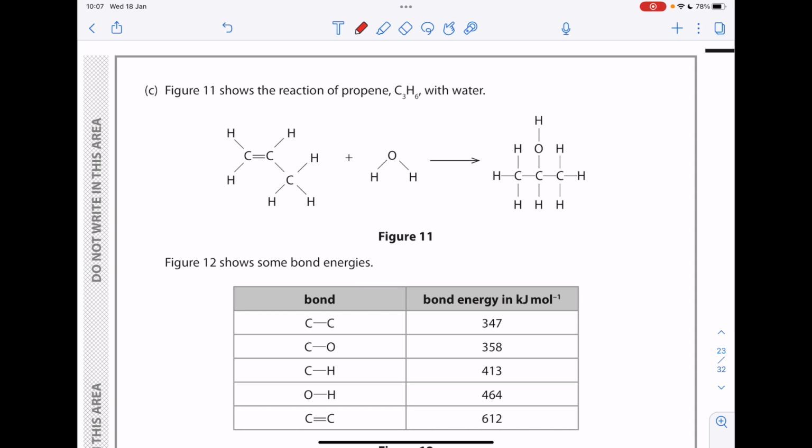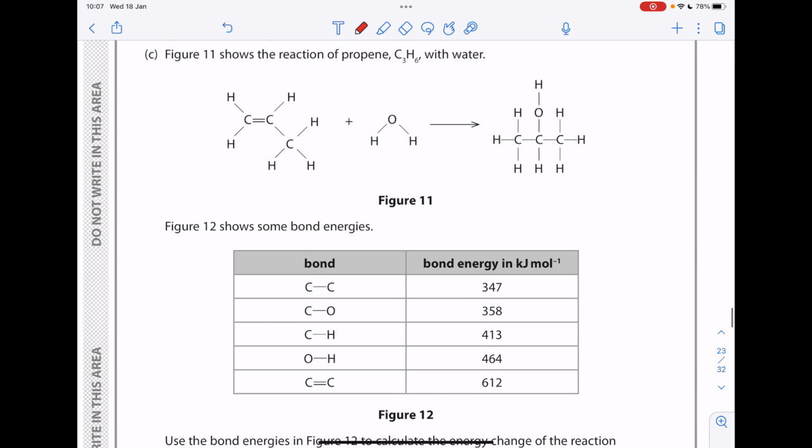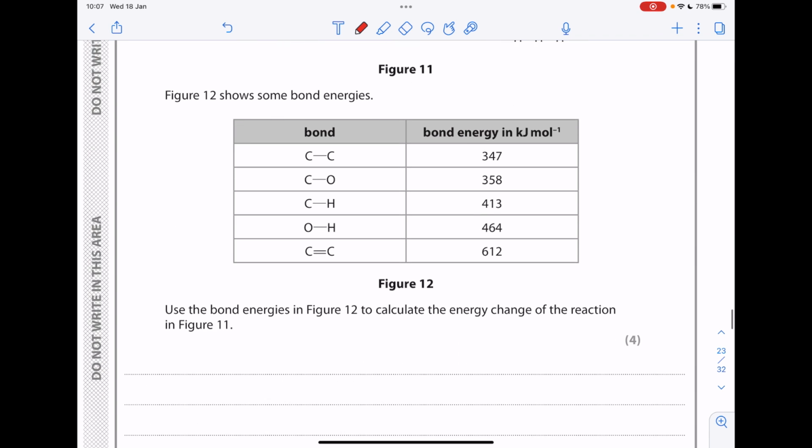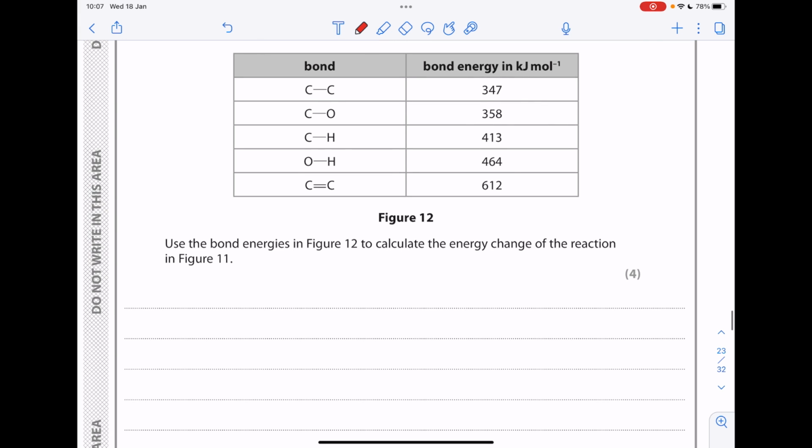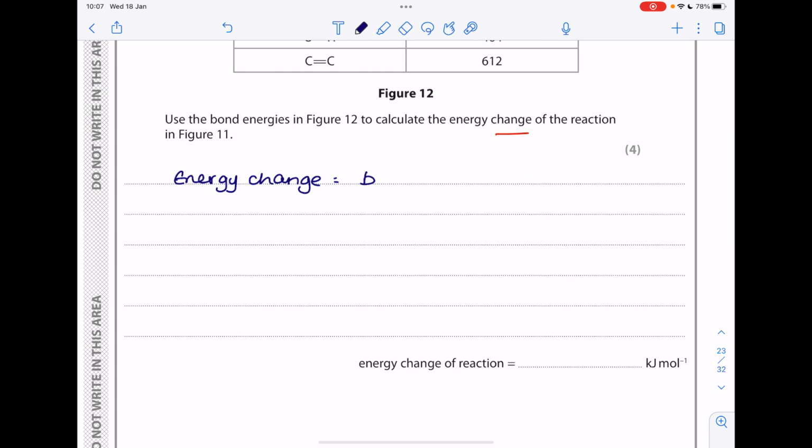Ethene. Figure 11 shows the reaction of propene with water. Figure 12 shows some bond energies. Use the bond energies to calculate the energy change of the reaction. Let's write out the equation.